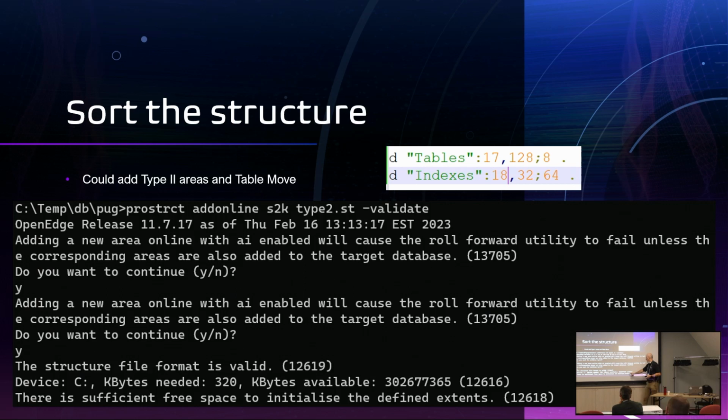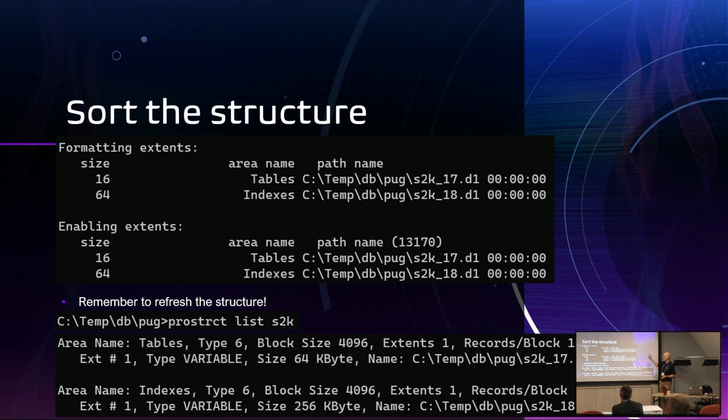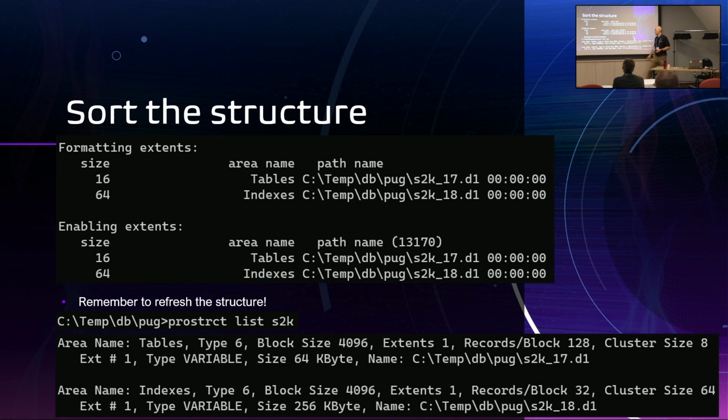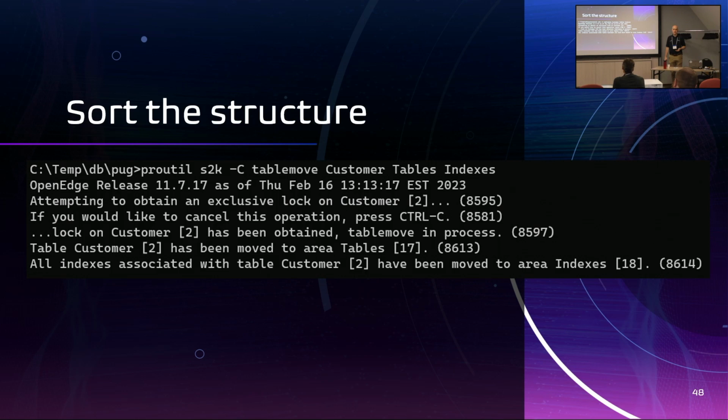So then you would actually run it without the validate, and we get our extents added, and we do our prostruct list to get the structure file back up to date again. And we can see there's a lot of information here about those storage areas, but most importantly we've got a cluster size of 8 and a cluster size of 64. So then we could use the table move command to move some of our tables to this new storage area.